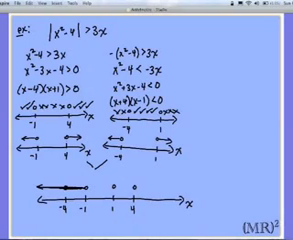I also have that x is greater than 4, so I can shade this way. And now that takes care of this side. Over here, I'm going to use this number line, and I have that x is less than negative 4, but that's already encompassed in my fusion of the two number lines. And I have that x is greater than 1.